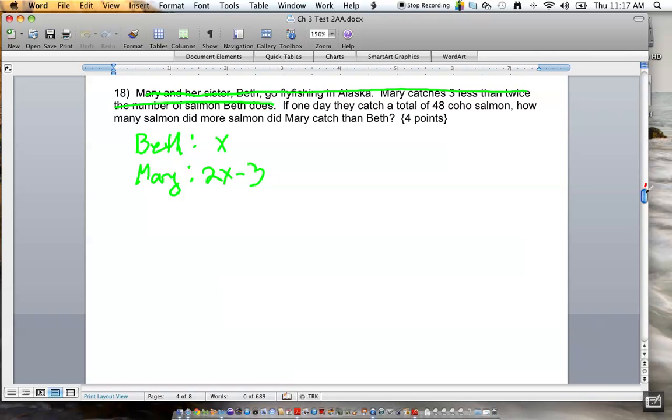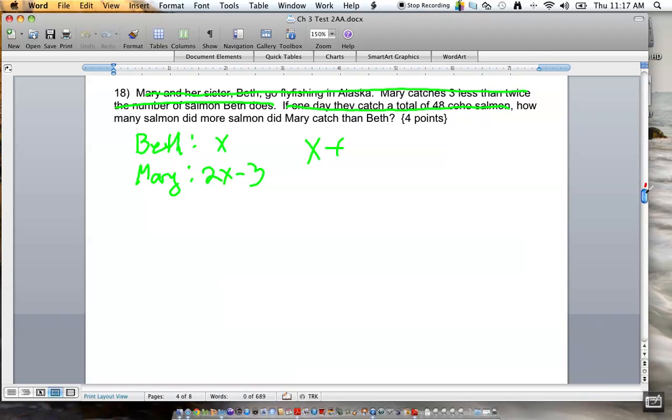It's extremely important that you put information down and that you cross it off so you know what you've used. There were a number of people on the test who got this right, which is really good. There were other people who just tried to use numbers. And the problem with that is that it's highly unlikely you're gonna get it right. What you want to do is make sure that you set it up like we just did and that you then write equations. They catch a total of 48 salmon.